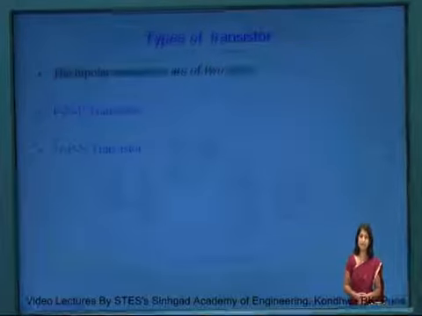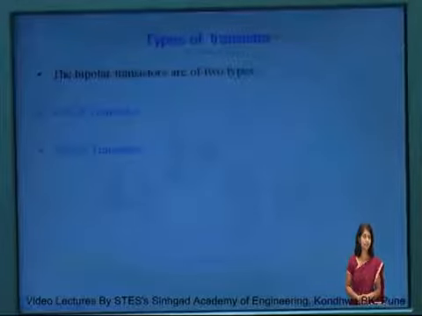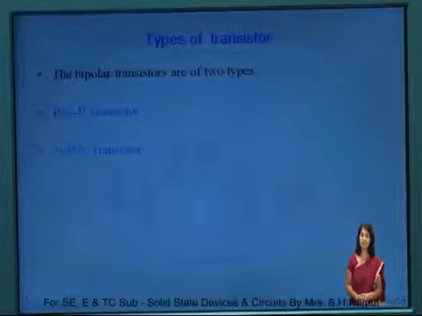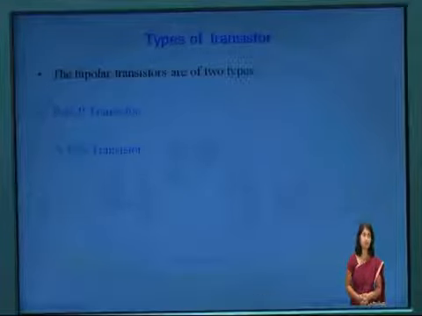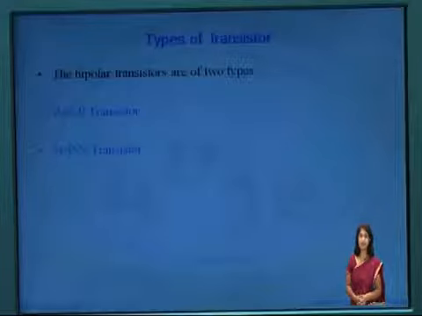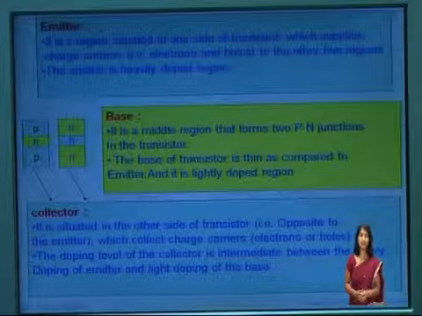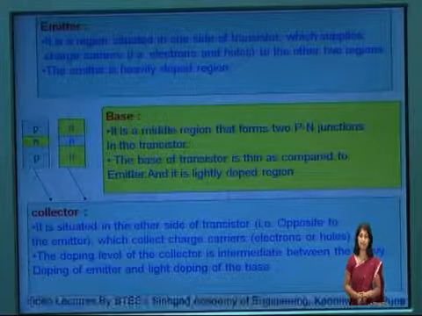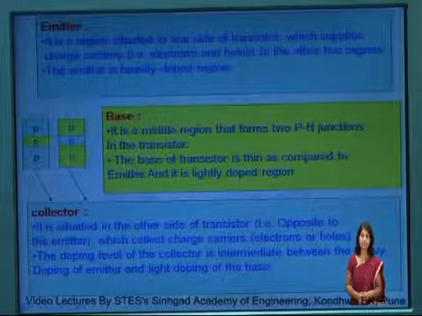There are two types of transistor. First one is the PNP transistor and the second one is the NPN transistor. In a PNP transistor, the majority charge carriers are holes, and in an NPN transistor, the majority charge carriers are electrons. Let's now see the introduction of the emitter, base and collector in a PNP and NPN transistor.